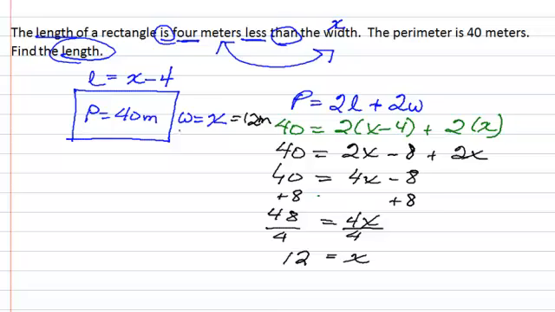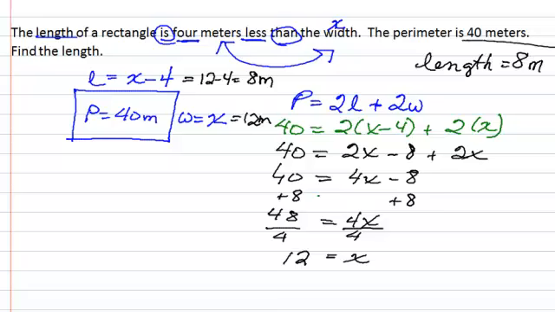And then the next thing I do is it says that I want the length. So I'm always going back to the question to say, what am I supposed to be doing? What am I supposed to be looking for? So it says I'm looking for length. Well, I have found width. So length is 12 minus 4, otherwise known as 8. So the length is 8 meters. And that is the solution for that.